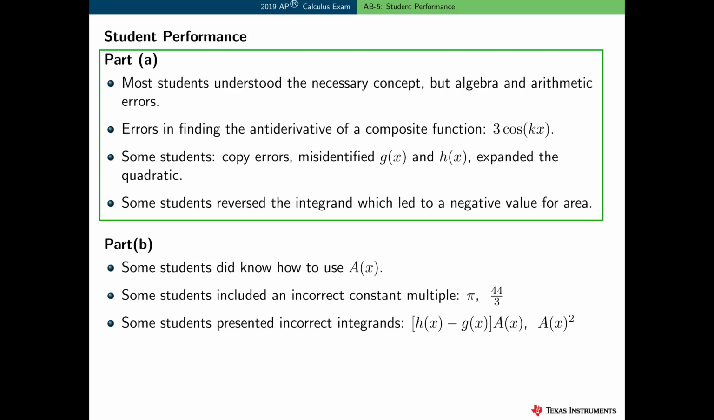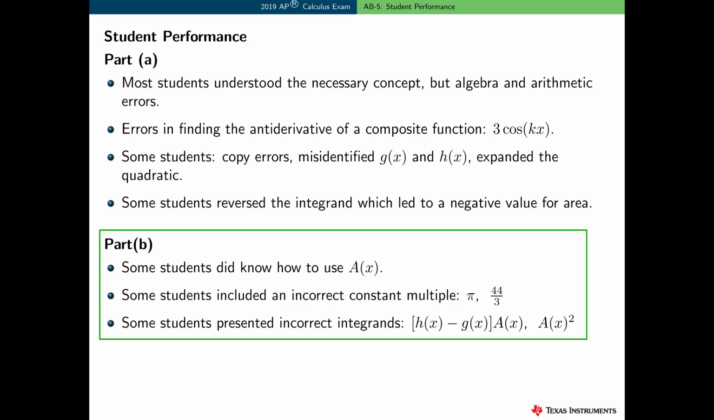In Part B, some students did not know how to use the function a. It seemed like some students were trying to construct a function for cross-sectional area involving a. Some students included an incorrect constant multiple, and common errors were including pi or 44/3 from Part A. And some students simply presented incorrect integrands, and here are 2 common errors.